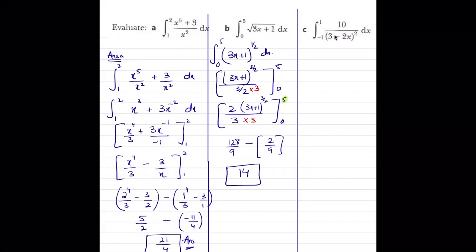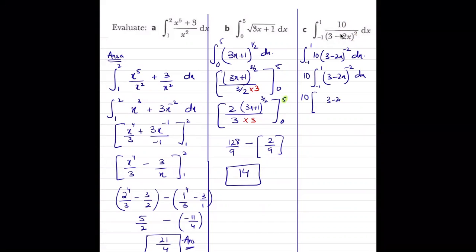Okay. Now you can try the next one. 10 over 3 minus 2x the whole thing squared. So as a first step, you can take 3 minus 2x to the power of minus 2 in the numerator, and then you can pull out 10 outside the integral sign. Then you can integrate this.